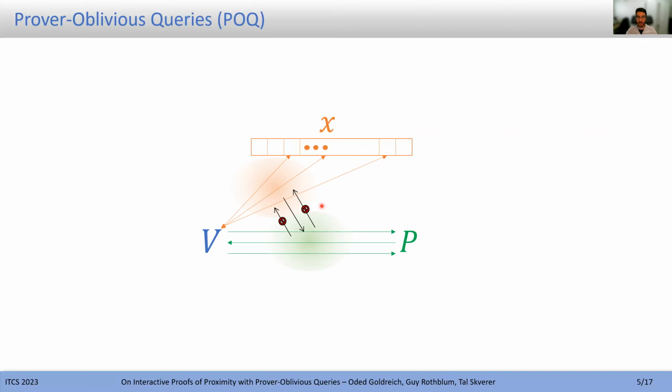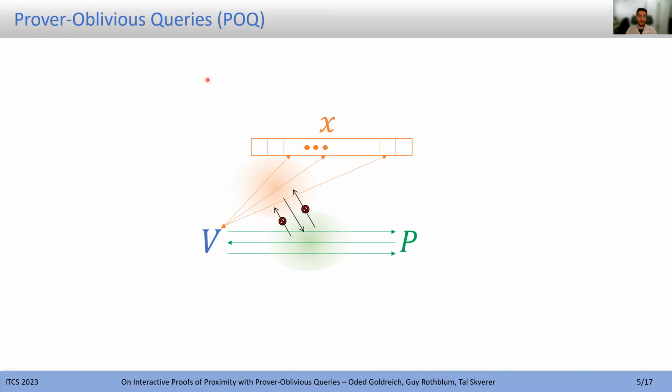In this restriction, we limit the possible coordination in the direction of P to querying x. In other words, this means that the queries that V makes to x can only depend on the internal randomness of the verifier and the input x. Whichever prover we're talking with and whatever the prover says will not impact the positions we look at in x, and that's why it's called prover-oblivious queries. We make queries that are prover-oblivious.